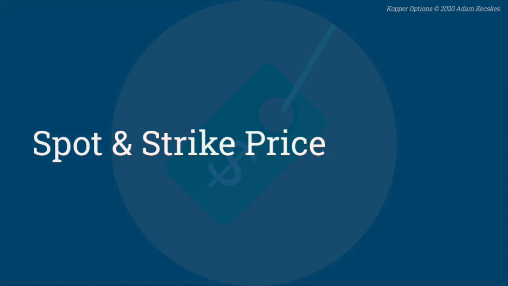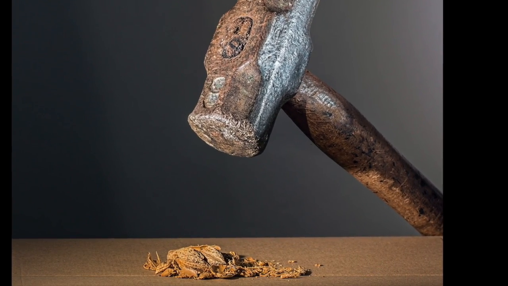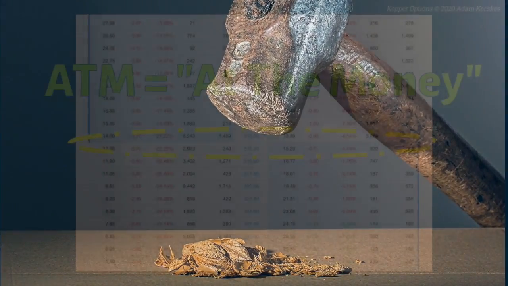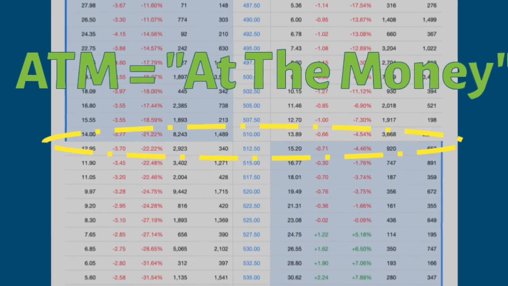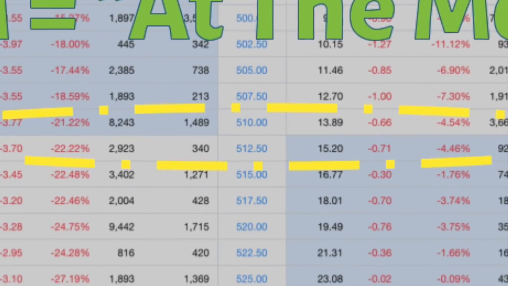Strike price and spot price. Spot price is easy. This is just another way to say the current price of the stock. It is often shortened to simply the spot. Strike price is the agreed upon price for the shares to be bought or sold when exercised. When the spot price and the strike price are the same or nearly the same, an option is considered to be at the money.